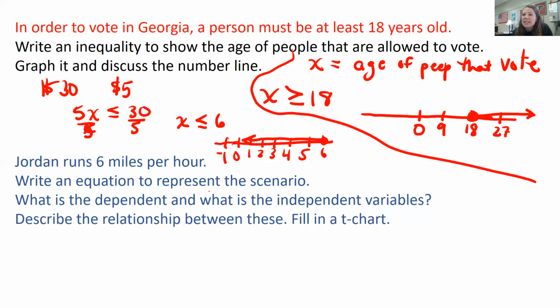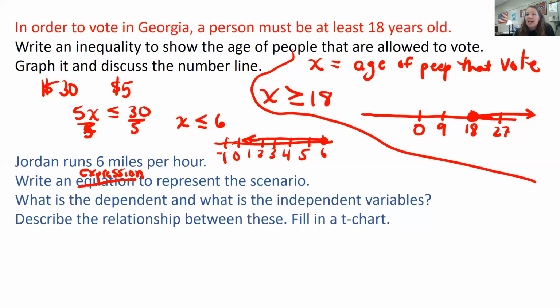All right, Jordan runs 6 miles per hour. Write an equation to represent the scenario. That is a typo. That should not say equation. That should say expression. I will try to remember to change that before I send this to you, because the reason I know it can't be an equation is because I don't know the total number of miles he ran, okay? So now I can write an expression.